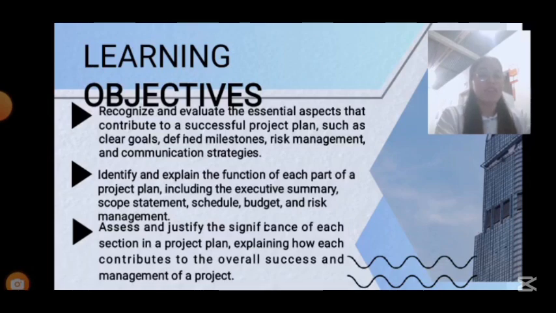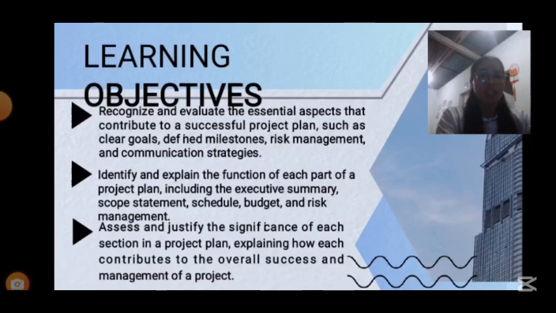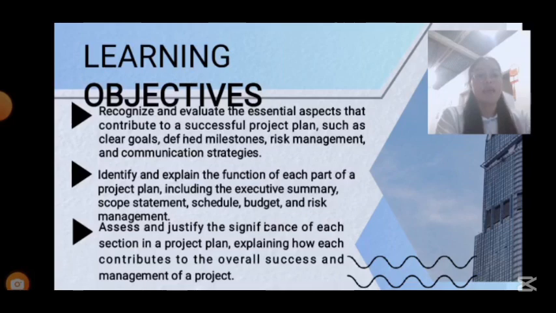Here are the learning objectives: to recognize and evaluate the essential aspects that contribute to a successful project plan, such as clear goals, defined milestones, risk management, and communication strategies. Next is to identify and explain the function of each part of a project plan, including the executive summary, scope statement, schedule, budget, and risk management. And to assess and justify the significance of each section in a project plan, explaining how each contributes to the overall success and management of a project.